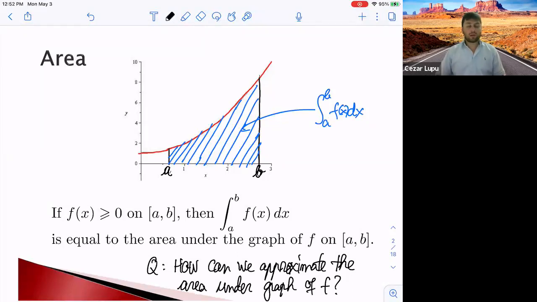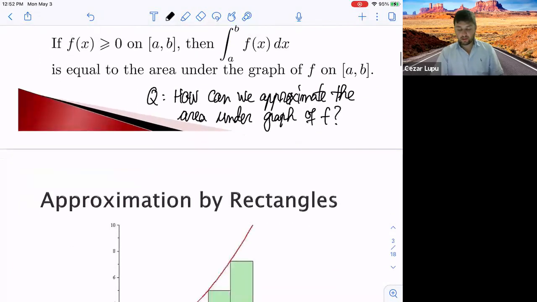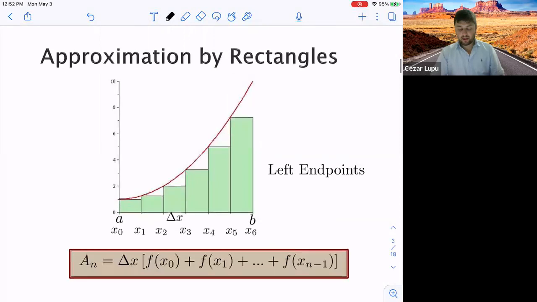And what methods have we learned so far? The first method that we learned, remember, was approximation by rectangles. So let's go back to this. Let me look at the graph of f again. You see, this is the graph of f, and now I'm trying to approximate by rectangles. The way I'm going to do it is like that. I'm going to use the left endpoints.